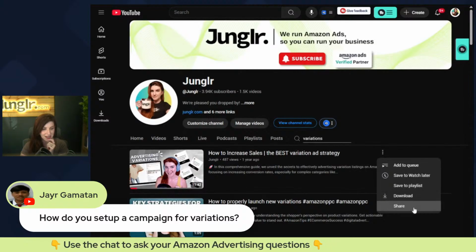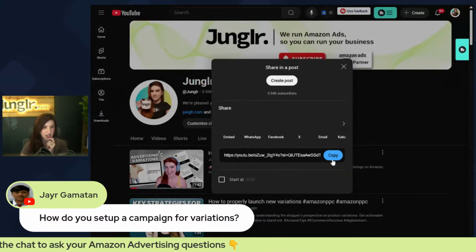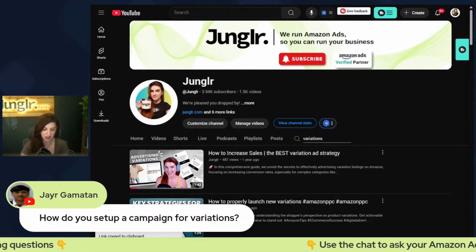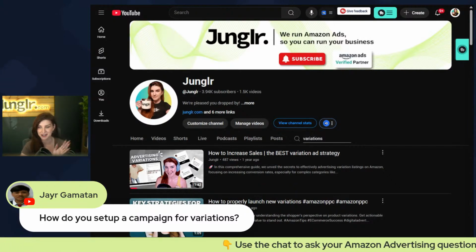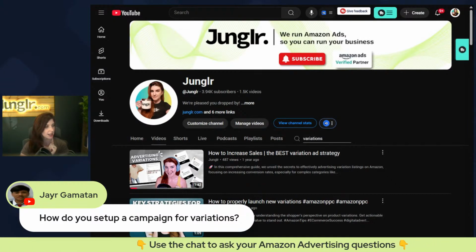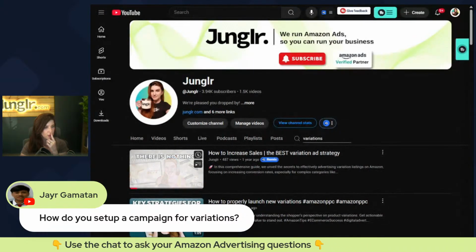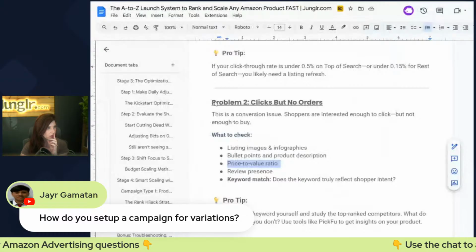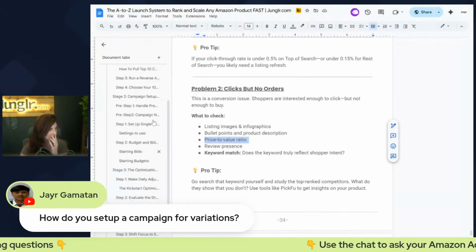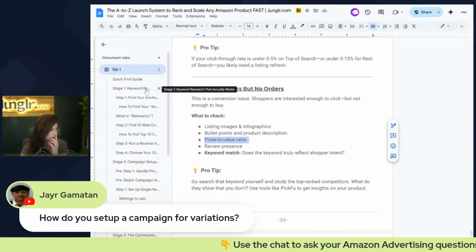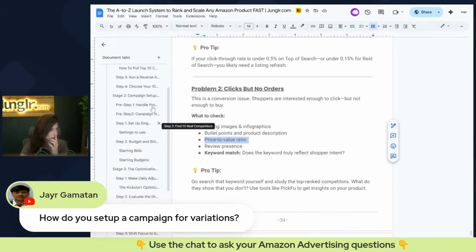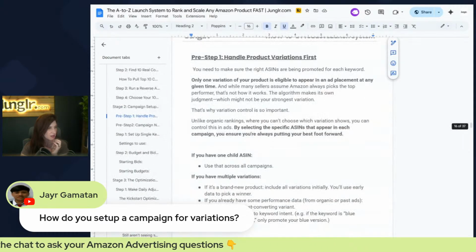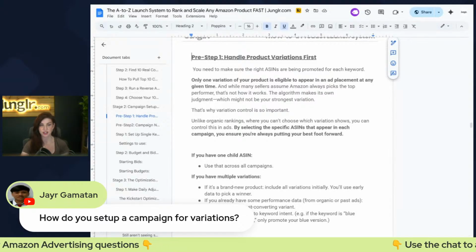So for context, we advertise for a lot of clothing brands. So talk about variations. There are hundreds of variations. By the time you get from styles, colors, sizes, it's bananas. So basically what you want to do, and I also have that in the product launch system. So let me find, should I go through keyword research? Here we go. Handling product variations, because this is a question that comes up a lot.